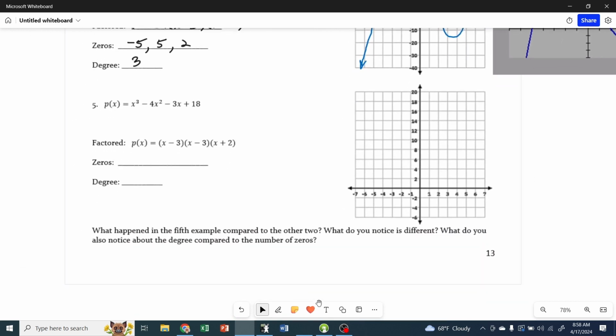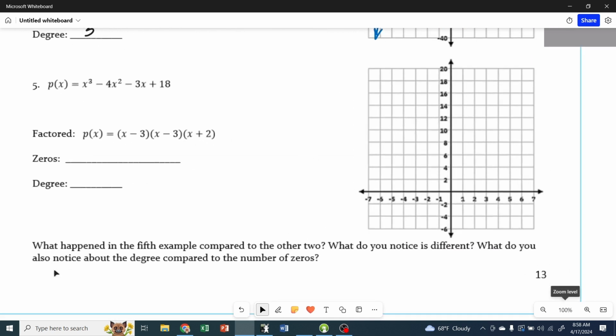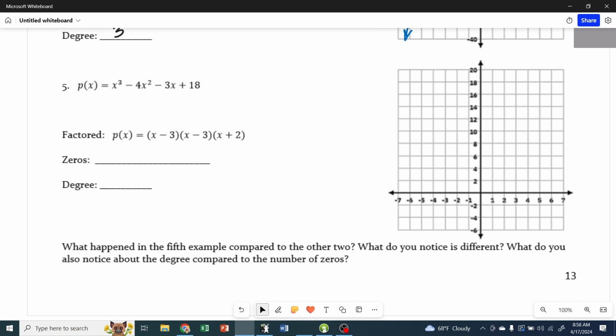All right, let's take a look here at another graph, but this one's a little different in that it's already factored. So we've got p of x equals (x minus 3)(x minus 3)(x plus 2). So our zeros are going to be 3, 3, and negative 2. So this is a third degree polynomial, right?